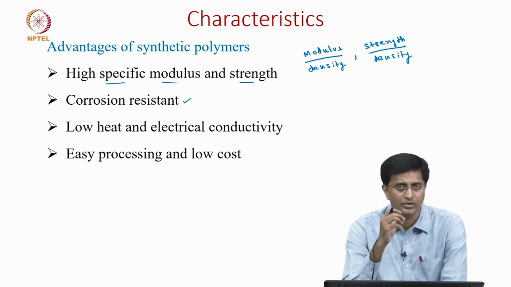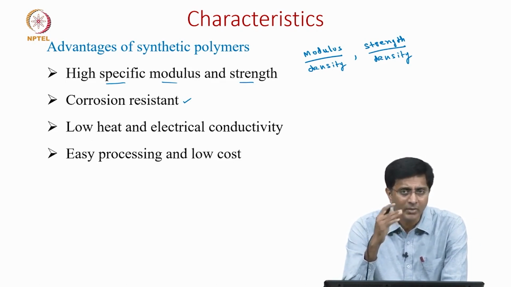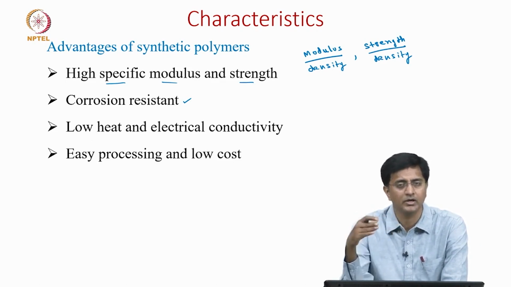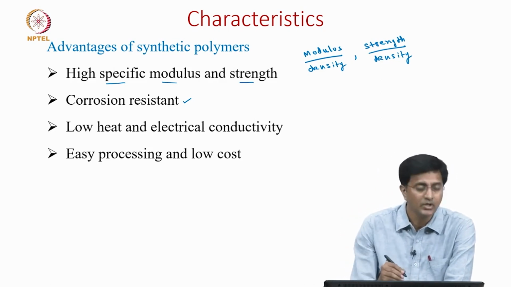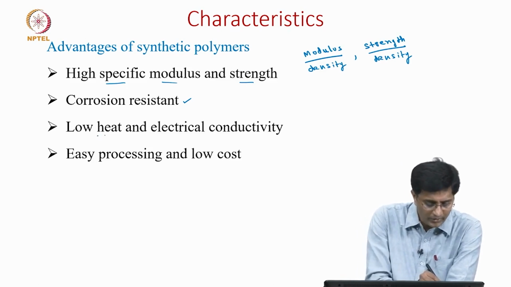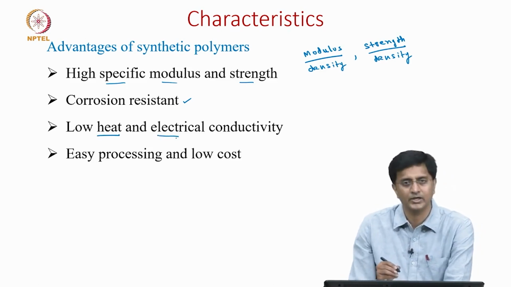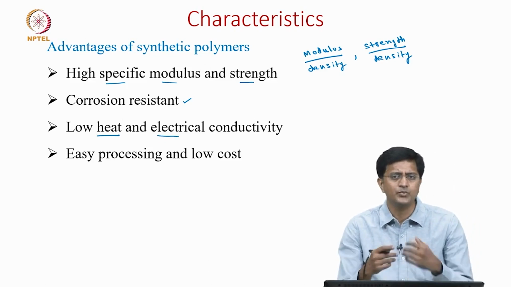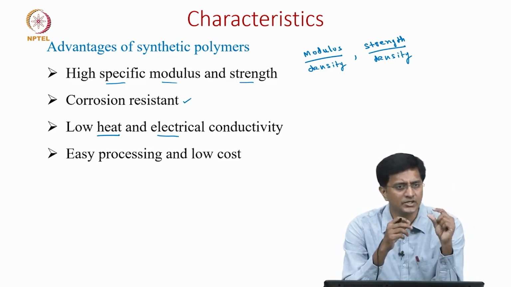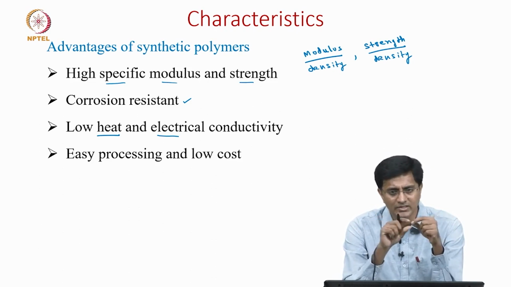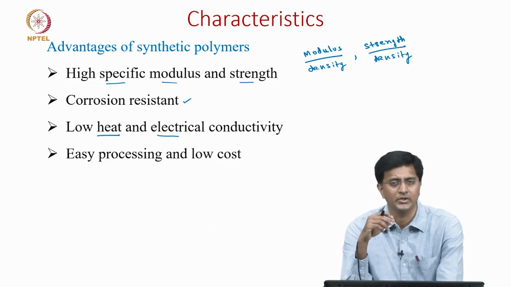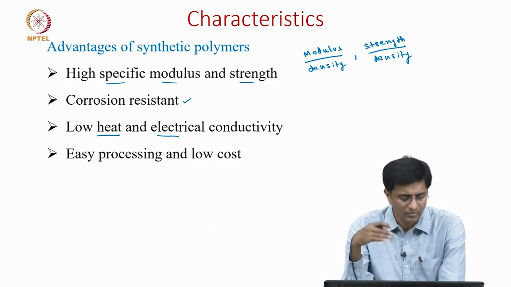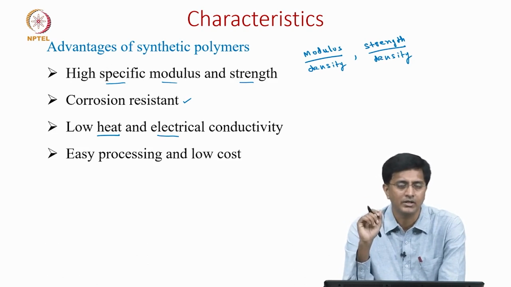Like metals, they do not corrode, but there is another form of corrosion which we call degradation in polymers, but it usually takes a long time for a polymer to degrade. So, that is one other advantage of polymers. They also have low heat conductivity and low electrical conductivity. This is the reason why we use polymers in applications such as wires. Electrical wires have a lining of these polymers because of the low electrical conductivity. But we also use polymers where we need to protect from heat conductivity as well.